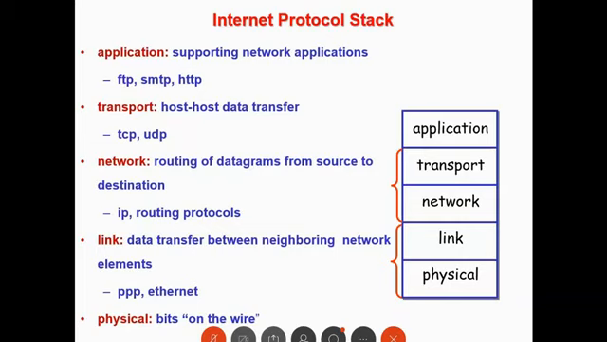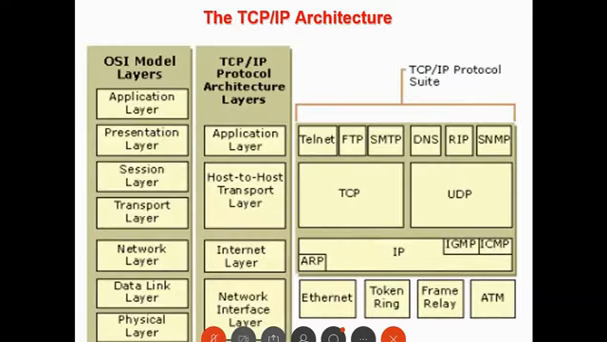TCP/IP architecture. You see the TCP/IP architecture along with the OSI layers: network layer, internet layer, that is the transport layer, and the application layer. On the extreme right, you have the network interface layer, either through Ethernet or through token ring or frame relay or ATM. The ATM is not the ATM we know as the automatic teller machine. It is Asynchronous Transfer Mode, which we use in our SDH technologies.